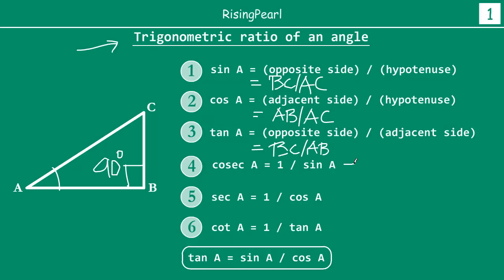Cosec A is the reciprocal of sine A. So if sine A is this, cosec A will be AC by BC. Similarly, sec A is reciprocal of cos A. So cos A is this, so sec A will be AC by AB. And finally, cot A is reciprocal of tan A, so it will be AB by BC.